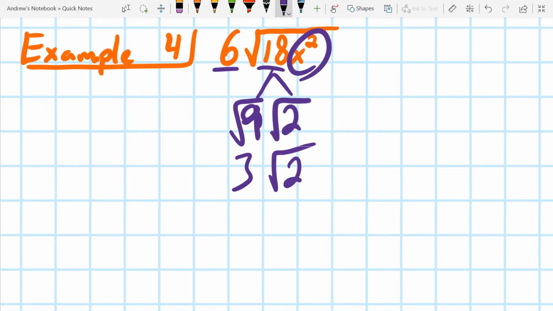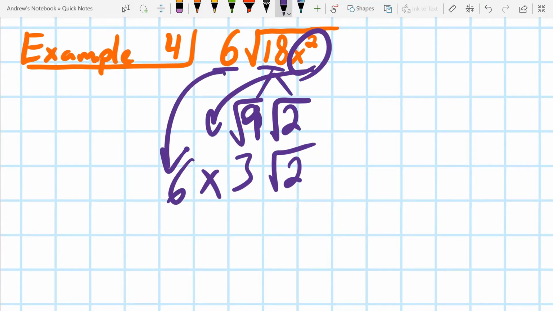I can look at my variables and I say, well, I've got two of them there. So can they pair up? And the answer is yes. So we're going to pull those to the outside as just a single x. And on top of that, we have a 6 that we already had there. So on the inside, we just have a square root of 2. But on the outside, we have to clean this up and put this in order.